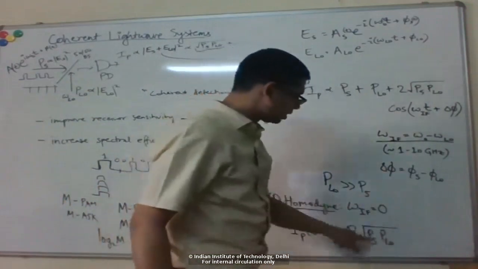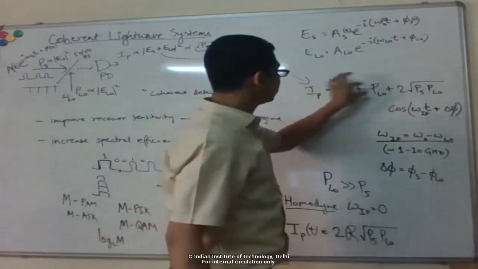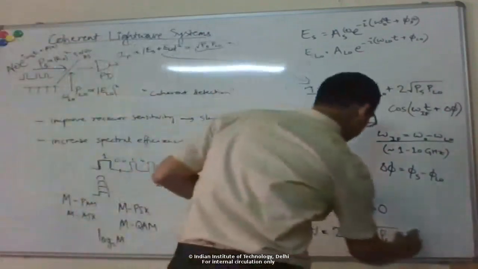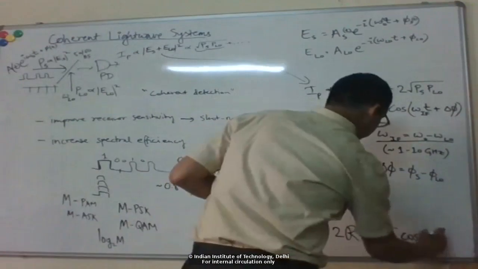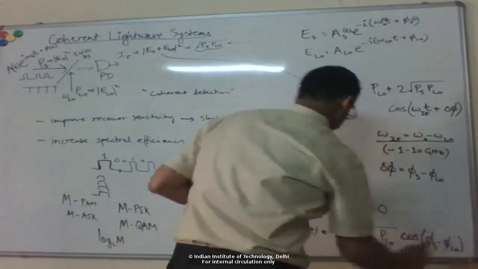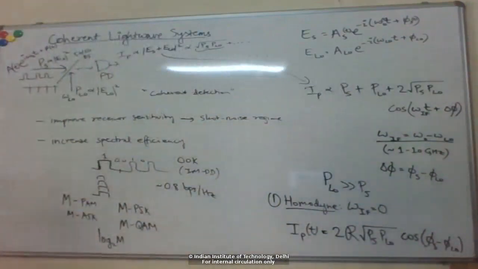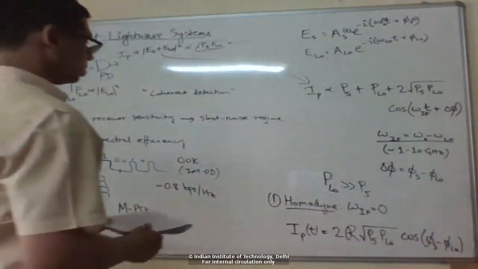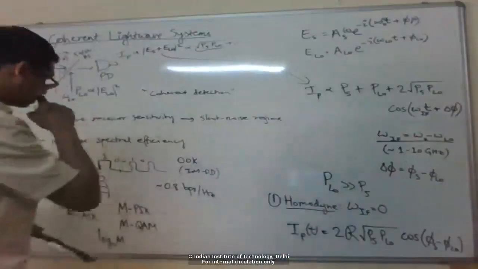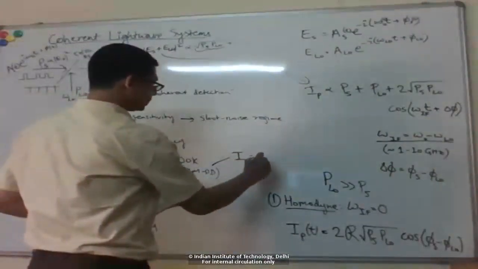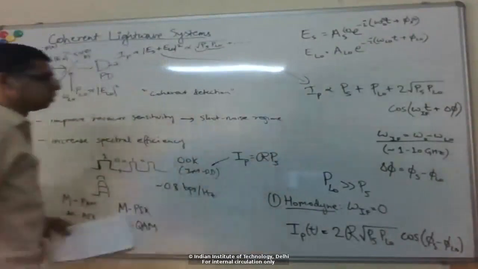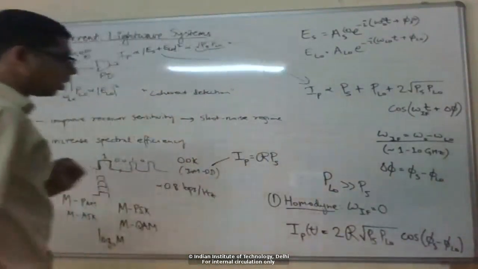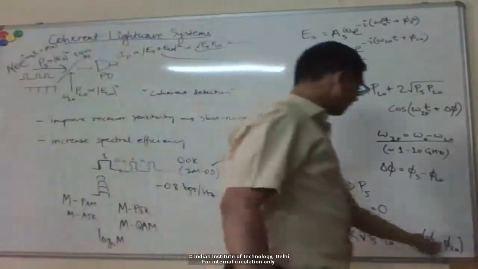So that I can write as the responsivity times this. Square root of PS times PLO is in units of power, so I multiply this by the responsivity to get my photocurrent. So recall for the IMDD link, my photocurrent was just responsivity times the signal power. Here we are getting this factor of the square root of the local oscillator power along with that, and the cosine of the phase.